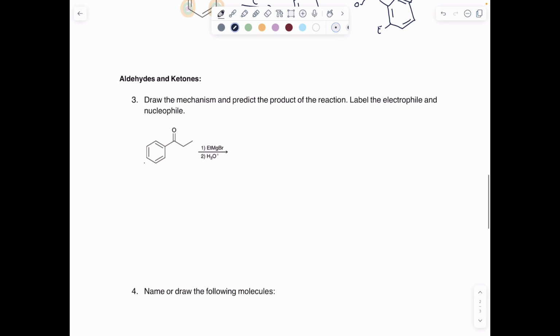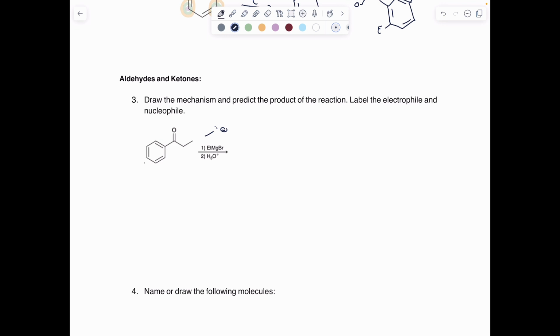Question 3. Draw the mechanism and predict the product of the reaction. Label the electrophile and the nucleophile. So this is getting into reviews of Grignard reagents and reactions. We have a carbonyl carbon and ethyl magnesium bromide, which is basically the equivalent of just CH3CH2-. So I'm going to draw that. Just imagine that there's like a carbanion that's going to act as a nucleophile.